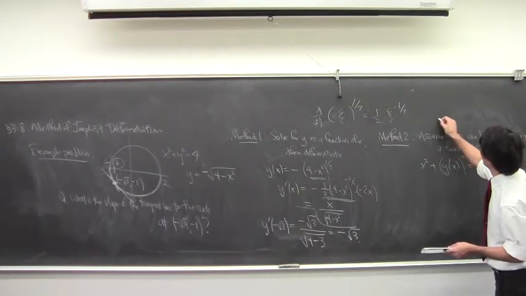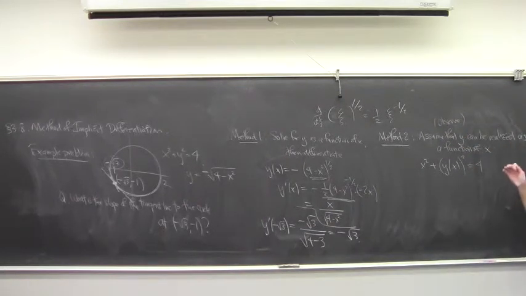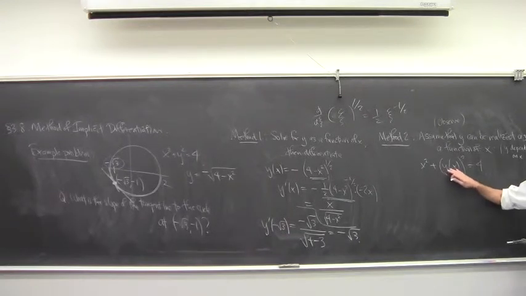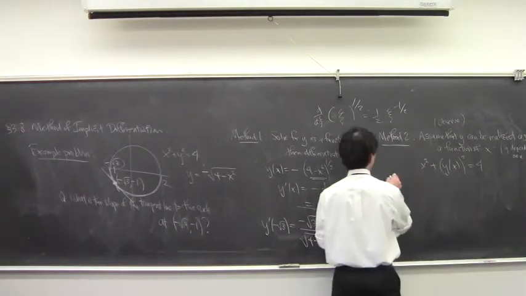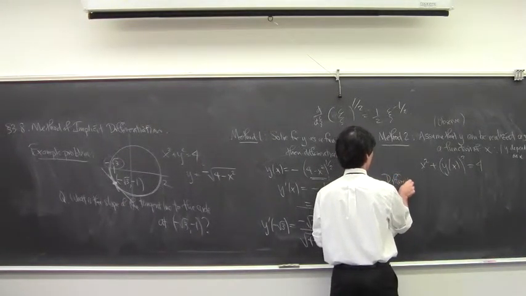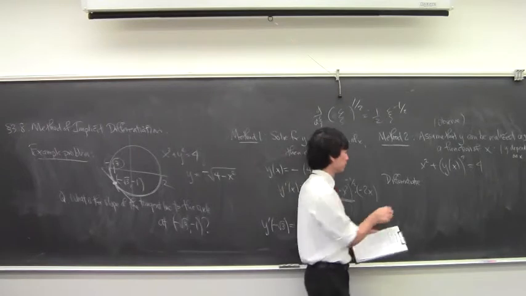Assume, or in this case, really observe, that y is a function of x. Y depends on x. And so you just write this thing as x squared plus y of x squared equals 4, incorporating your realization. Okay. And then differentiate that thing with respect to x.